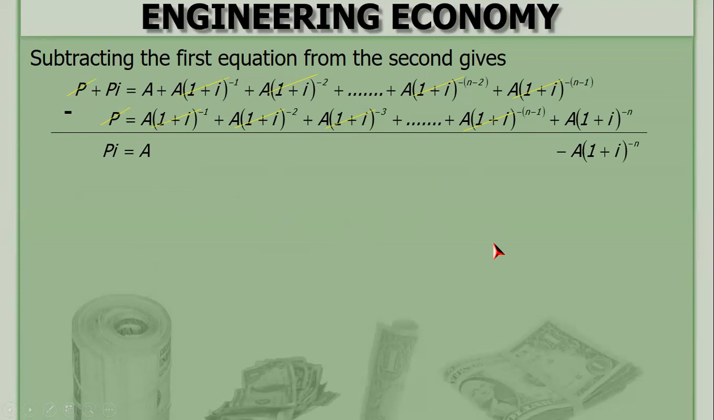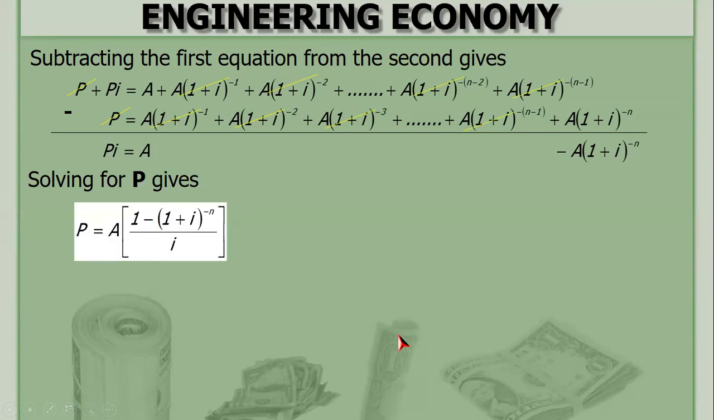Kana, no? And i-combine na nimo, i-factor out nimo A. So na kay A quantity 1 minus this one. I-divide nimo ang I na kay P. So solving for P gives this one. Mao na ang formula sa P.